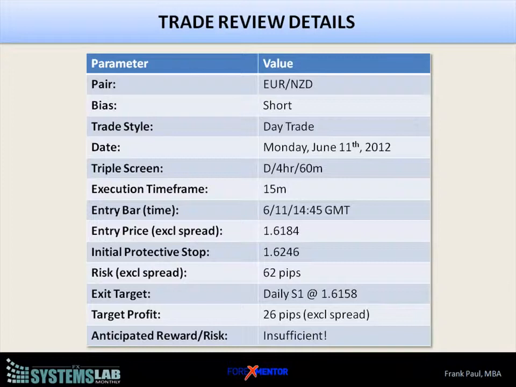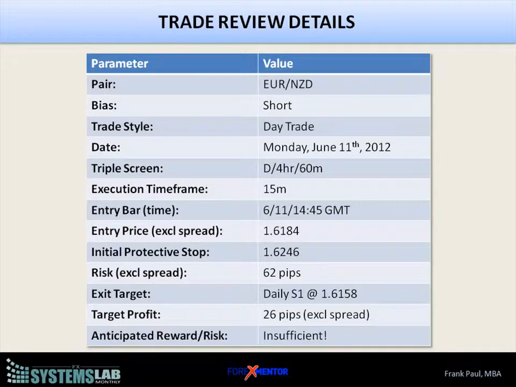And based on the method I'm going to show you, it was logical to expect price to come down to the daily S1 pivot at 1.6158. That pivot happened to overlie really closely a 5-day average daily range derived target. We'll show you how we came to that conclusion. So the target profit was only 26 pips, excluding spread. Might have been as low as 10 pips after spread.